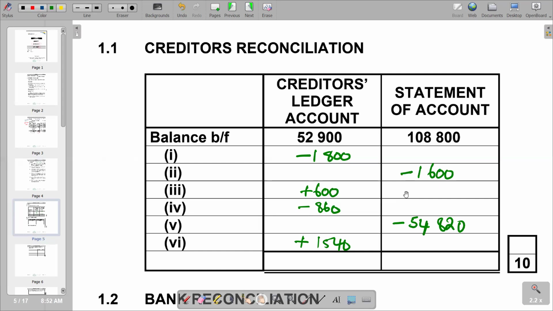So that's the process of reconciliation. So our totals should be the same. So we can add from 52,900 minus 1,800 plus 600 minus 860 plus 1,540. Then you get our final amount, which should be 52,380.